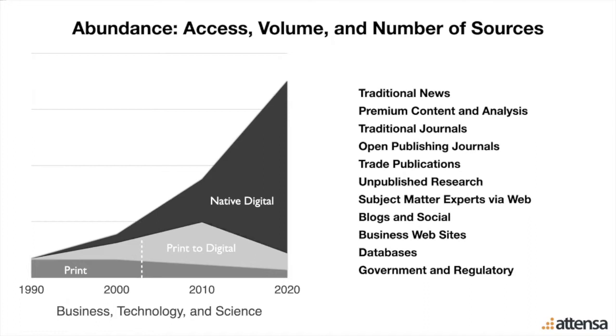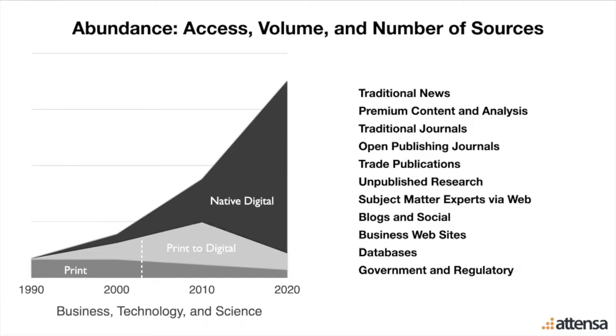The first challenge is the breadth and number of sources that contain information that are potentially valuable to us. And this is just a partial listing on the right. The second problem that flows from that is the amount of information that is coming through each of these sources on a daily and weekly basis.